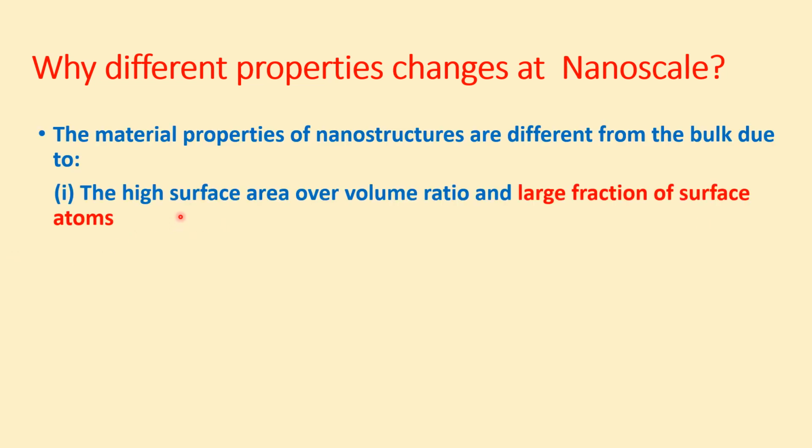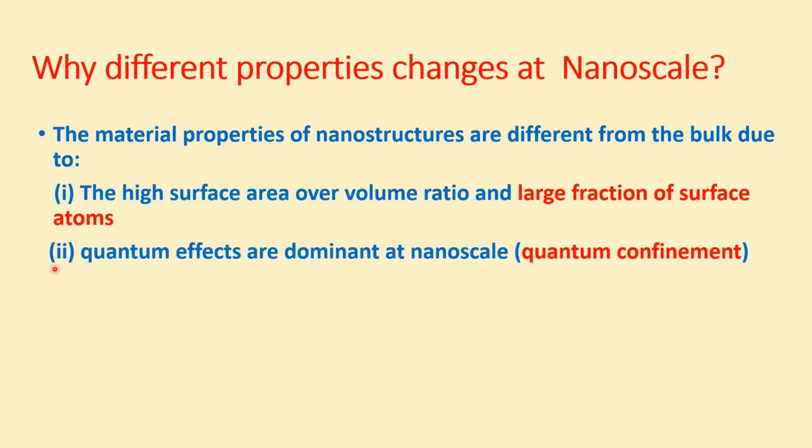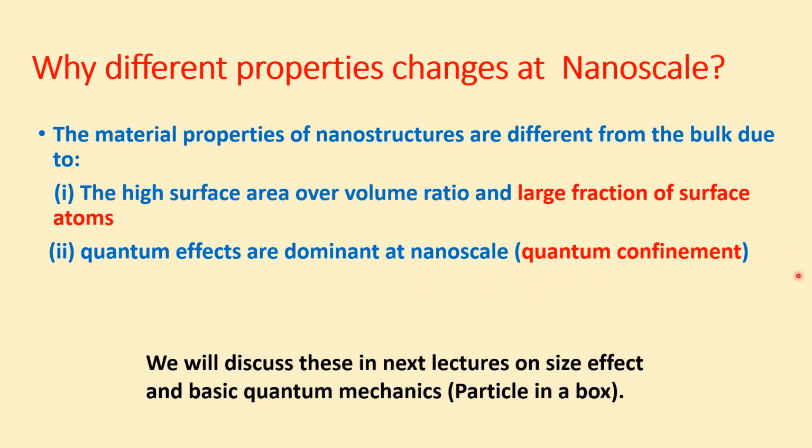There are two reasons. The first one is the high surface to volume ratio, which results in a large fraction of surface atoms. The second one is the quantum size effect, which is dominant at the nanoscale. It is also known as quantum confinement. We will discuss these in the next lectures on size effect and basic quantum mechanics, like the particle in a box. So we will discuss this in future lectures.